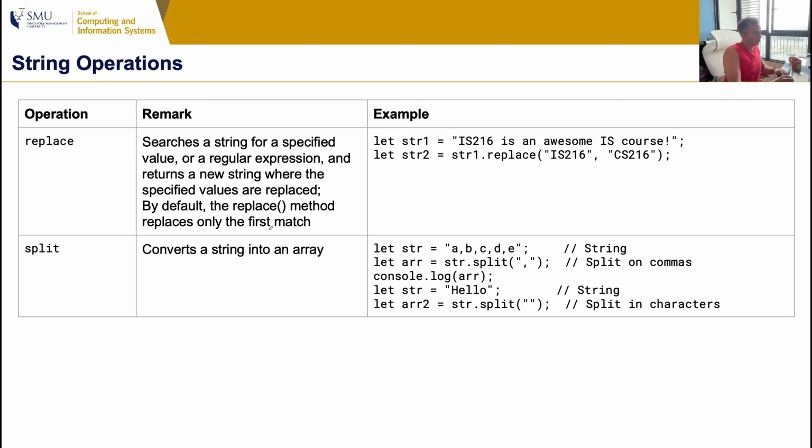Split the string into an array. So if you have A, B, C, D delimited by commas, if you just split it using comma as a delimiter, then you will get A, B, C, D, and E as elements of an array. If you split it using nothing as a delimiter, then you get the characters.